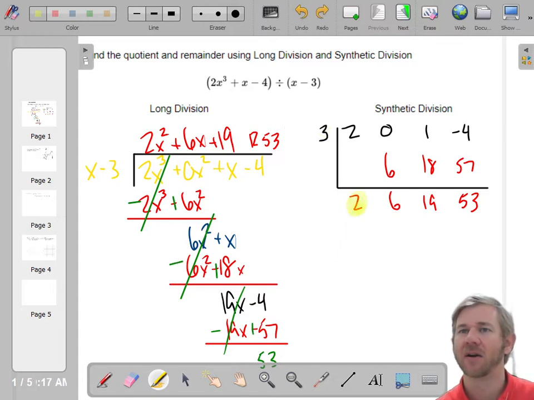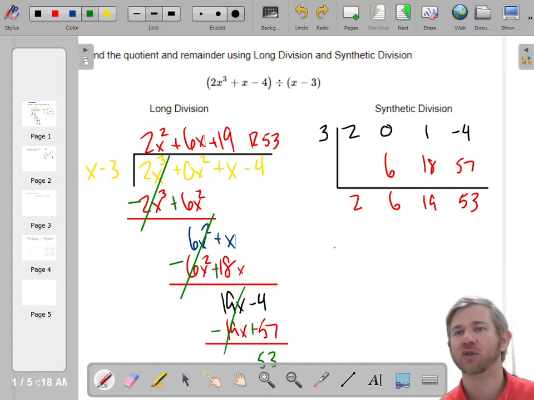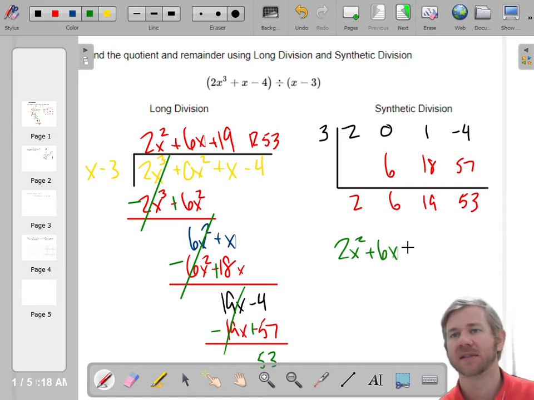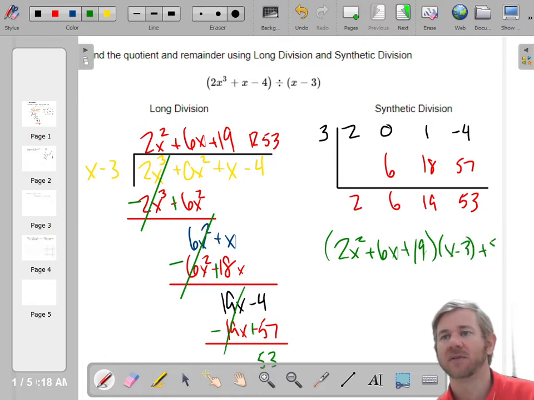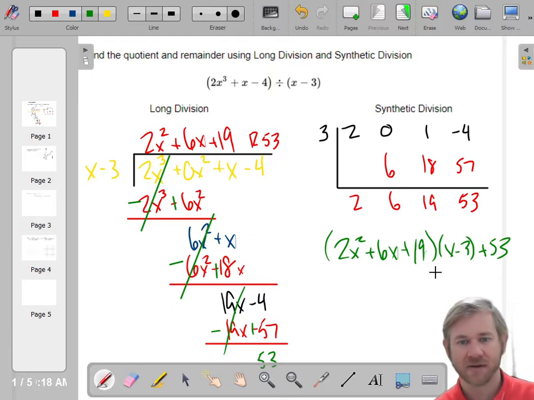But what you really care about are these coefficients: 2, 6, 19, and then your remainder is 53. So when you do synthetic division, you took something that was degree 3 and you divided out a factor. So now these are coefficients for a degree 2 polynomial: 2x squared plus 6x plus 19. That would be your quotient. If I said write it as qd plus r, your divisor is x minus 3, and then you throw plus 53 in there. It doesn't matter which way you do it in this problem, that's your answer. If I say quotient times divisor plus remainder, that's your answer.